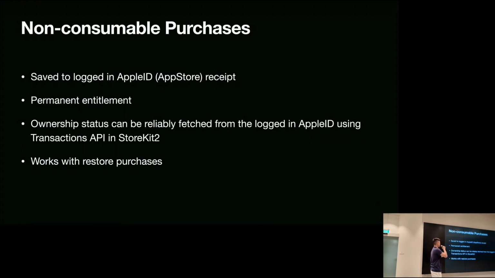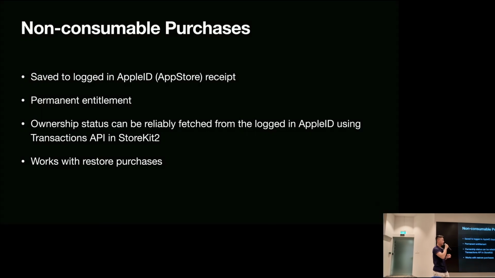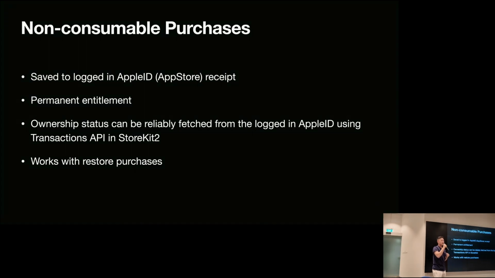And then non-consumables, since they can only be purchased once, have permanent entitlements. So for example, if you buy remove ads, or the one-time unlock premium version of something, it grants permanent entitlement. And the ownership status of non-consumable purchases is very easily fetched from the logged-in Apple ID. So if you're using StoreKit, we have a one-line code to fetch all the transaction history made from this specific Apple ID. And it's very reliable to get non-consumable purchases. And it works with restore purchases.